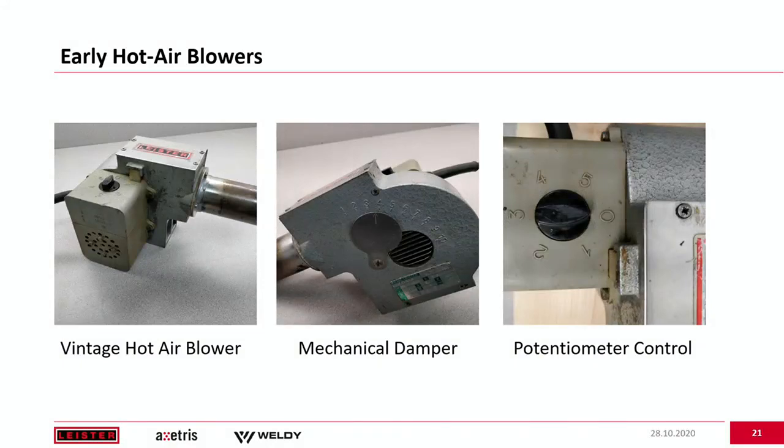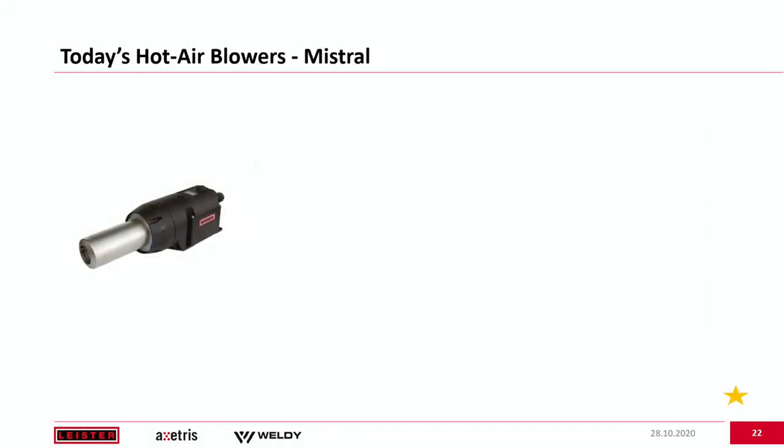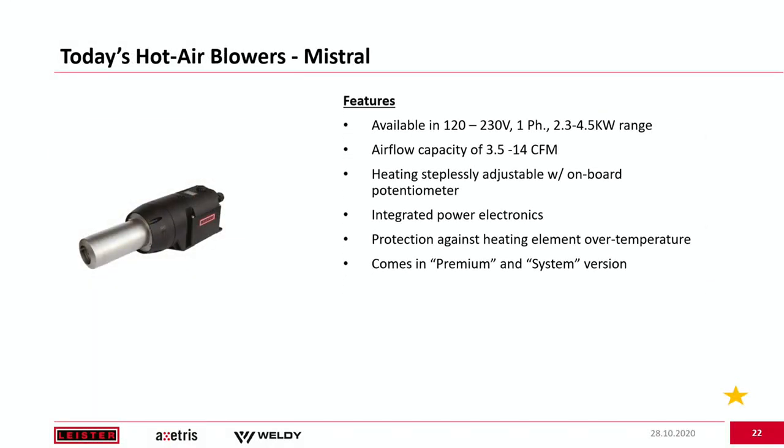Now the Mistral is a very powerful tool. It has the capability of running at 120 volts to 230 volts single phase with a kilowatt output range of 2.3 to 4.5 kilowatts. It gives you an airflow capacity of 3.5 to 14 CFM. The Mistral comes in two different versions, the premium and the system version.